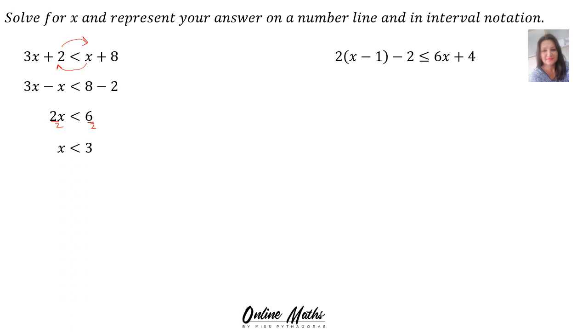There's your interval notation. On a number line, there's your number line. You go to 3. It's an open circle since it's not included, and smaller than 3, your arrow will point to the left.